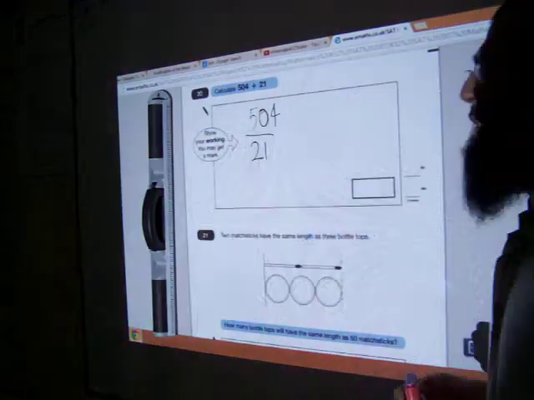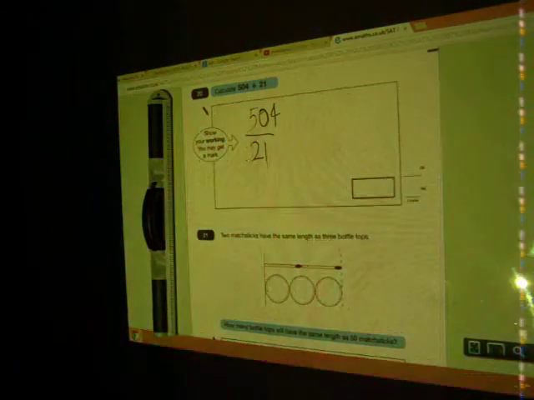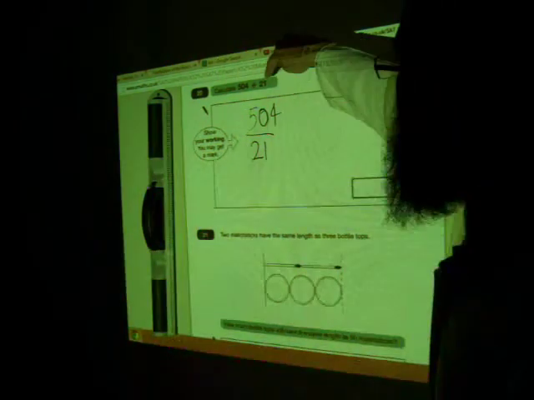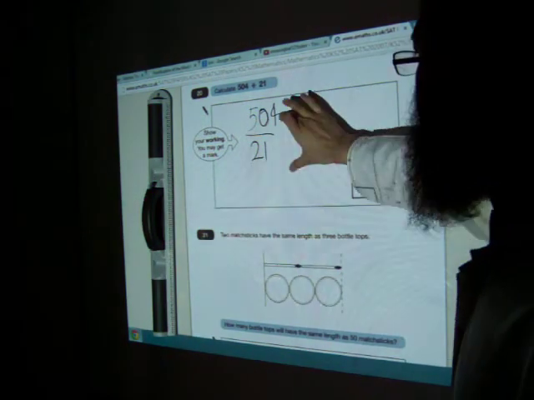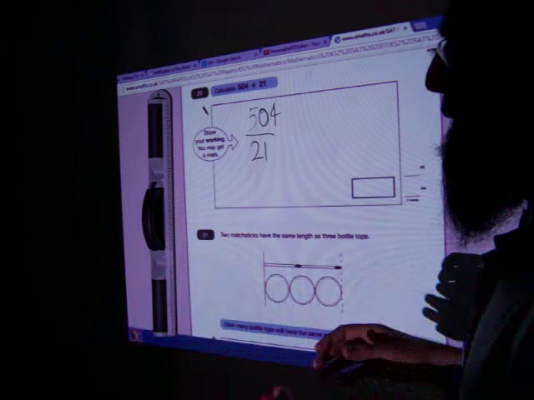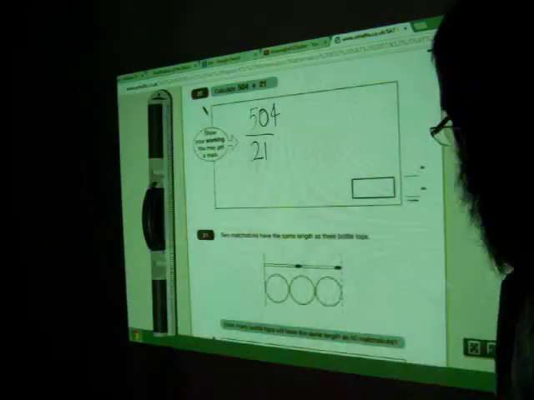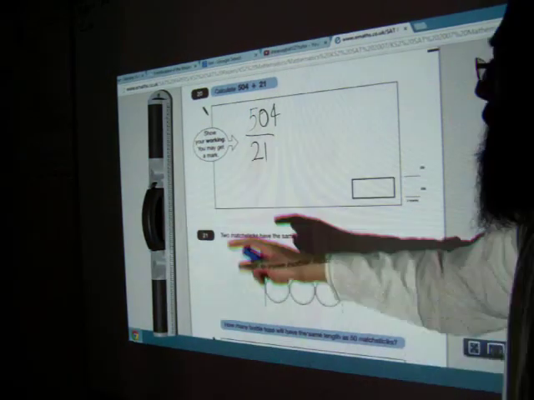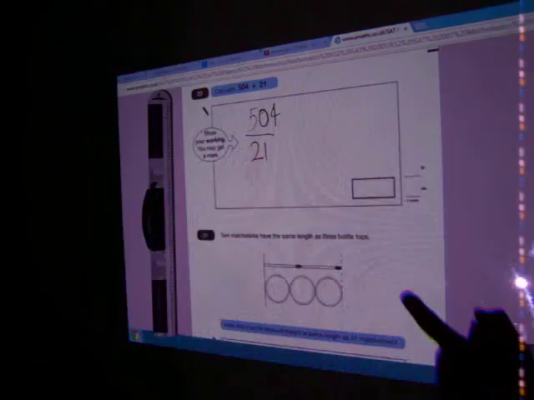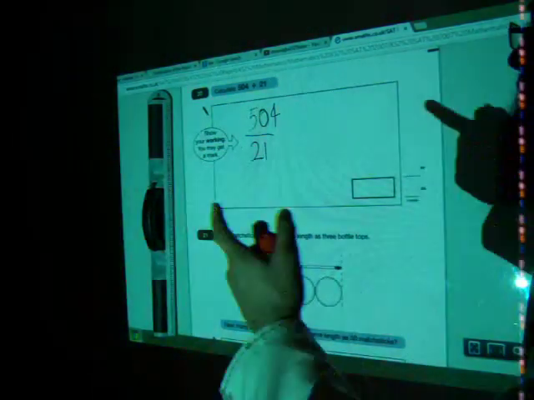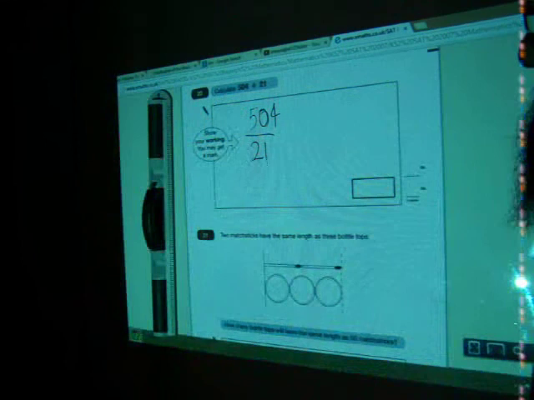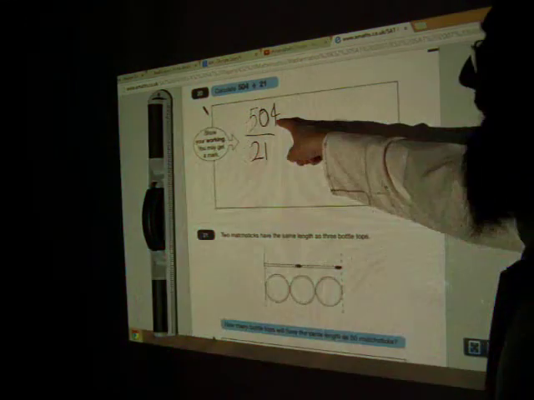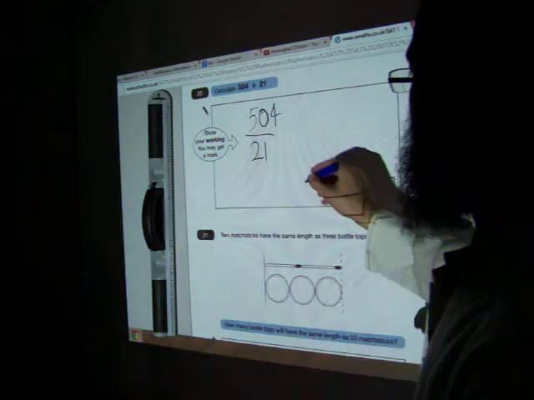I'm going to show you the technique of simplifying two different ways. You can do it as a long division question or you can do it as continuous simplifying. So we're going to simplify and simplify and simplify. First of all, the number 21. What times table is 21 in? It's in the 3 times table and also in the 7 times table. Will that divide by 7? Yes.